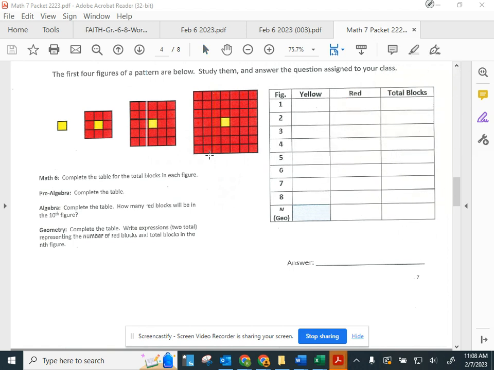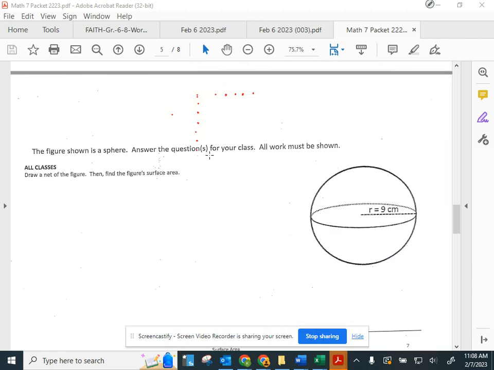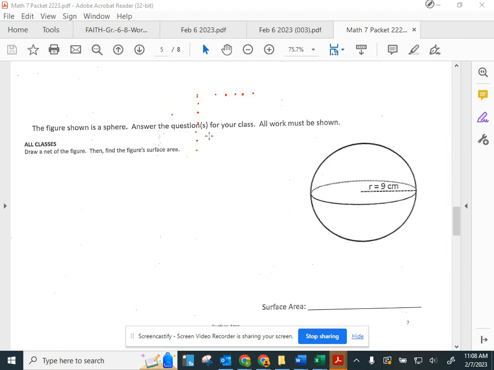Our next page. The figure shown is a sphere. Answer the questions for your class. It says draw a net of the figure. And I looked it up. You can't draw a net of a sphere. We can't lay it out flat. So you don't have to draw a net for this one.